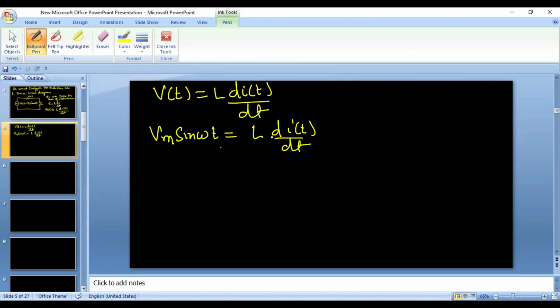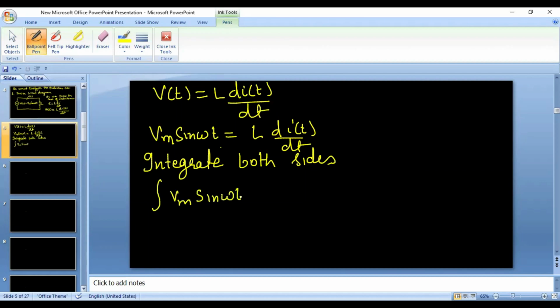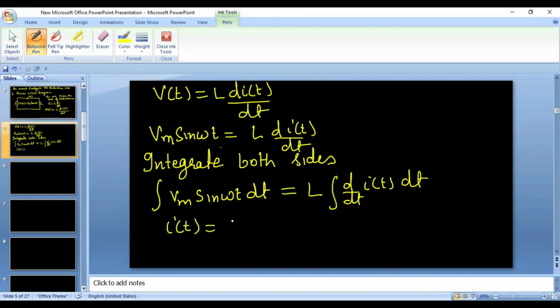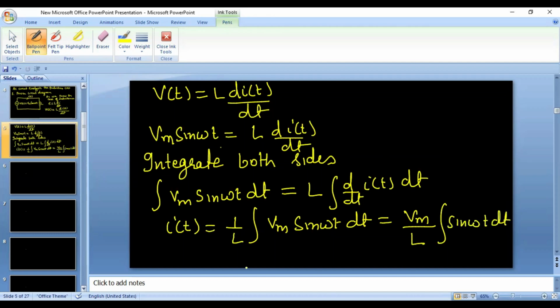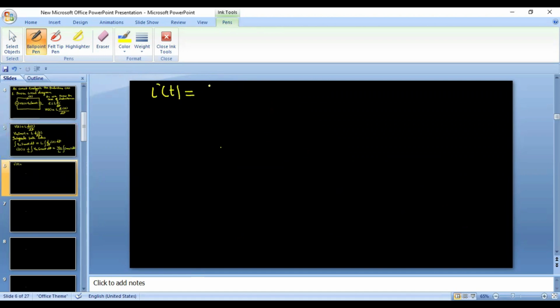Since here I have the differentiation of current It and my interest is to determine the current It, I can integrate both sides. I put Vm sin omega t with respect to dt, equal to L integration of d/dt It dt. You can see that the integration and differentiation cancel. So I get It equal to 1/L integration of Vm sin omega t dt. Vm I can take out of the integration, so Vm/L integration of sin omega t dt.